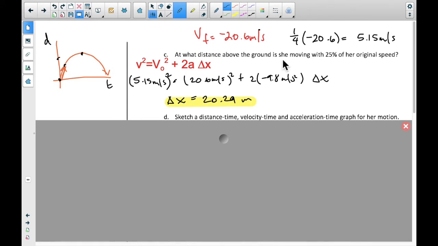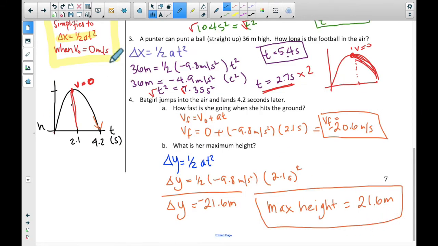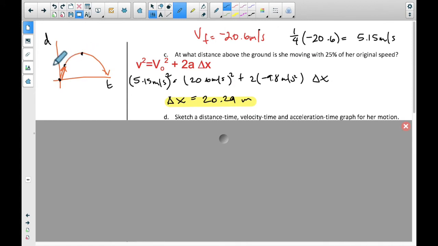I'm going to go back a second. Max height was 21.6. So here we are, the max height is 21.6, and then we're talking about 5.15 came at 20.29. So it's 25% of the max speed. Because of the curve, it's happening way up here towards the top of the curve.